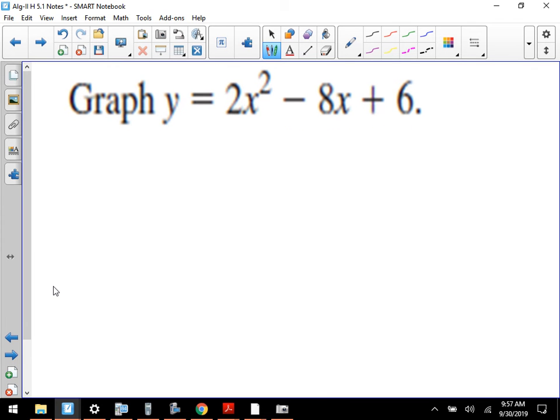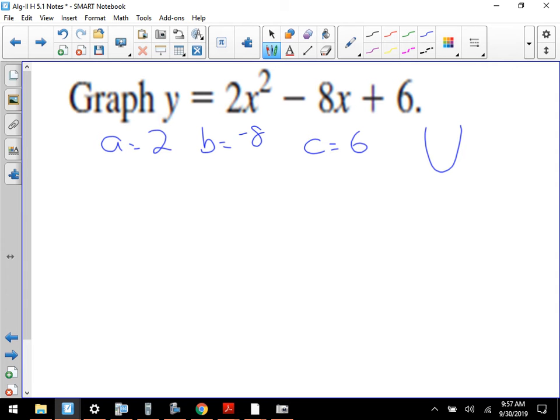Same idea. We have y equals 2x squared minus 8x plus 6. First thing we always do, label A, B, C. What's our A, B, and C in these guys? Good. 2, negative 8, and 6. Up like a cup, down like a frown. Up like a cup, which means your vertex is located at a minimum. Good. And you got that from just those three pieces.